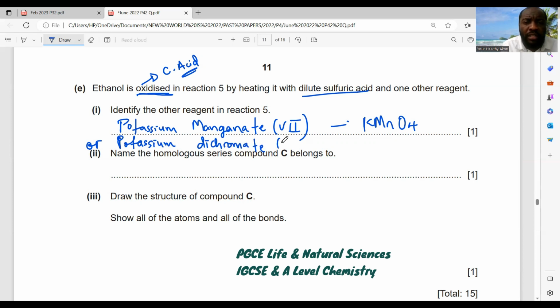Potassium dichromate 6. Okay, and this is what? K2Cr2O7. That's that.